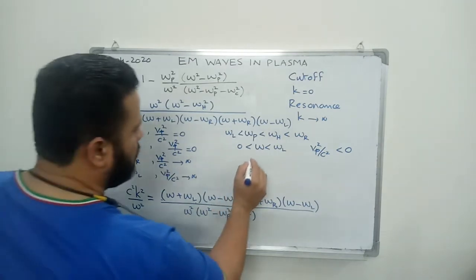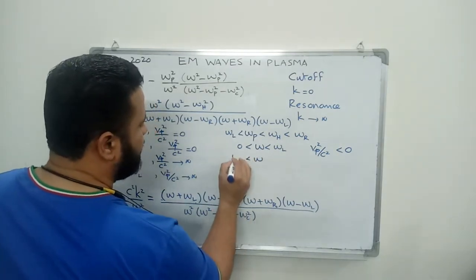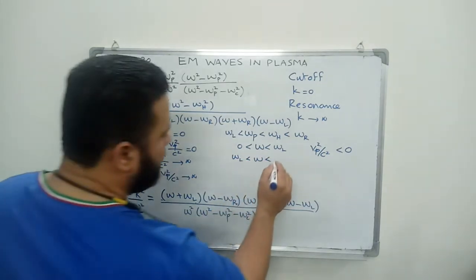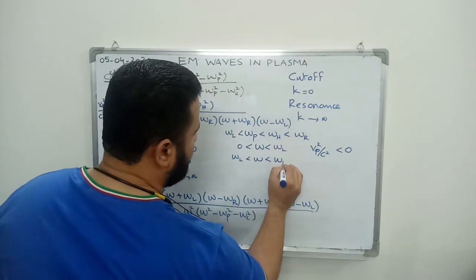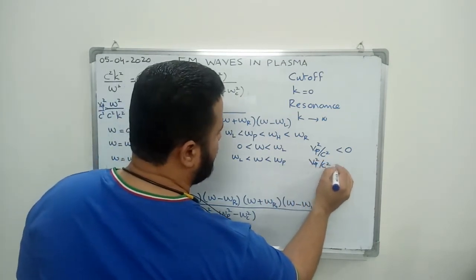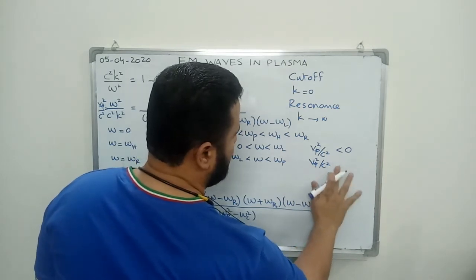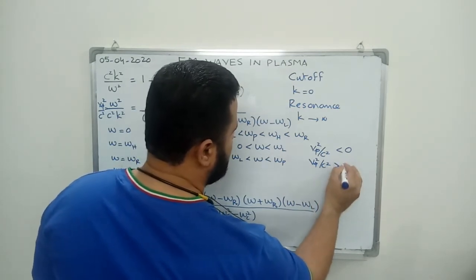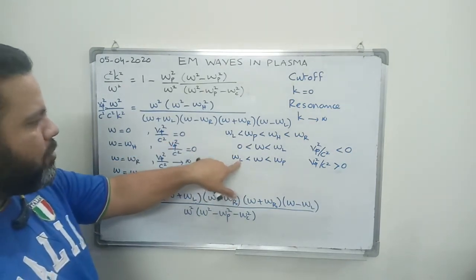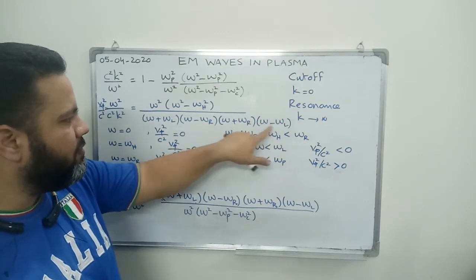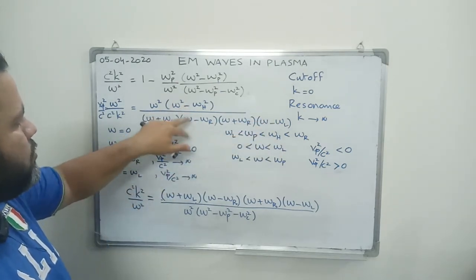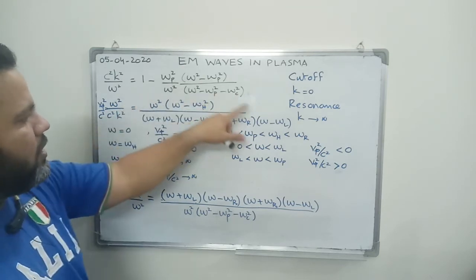Now when omega is going to be greater than omega L but it is less than omega p, we have greater than 0. That means that when omega is going to be greater than omega L, we have a positive here, but we have a negative here and here negative. So these two negatives will cancel out and we get overall a positive term.